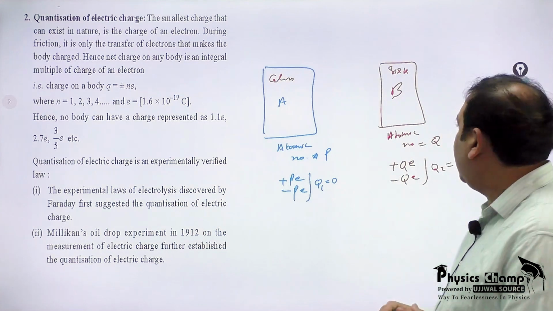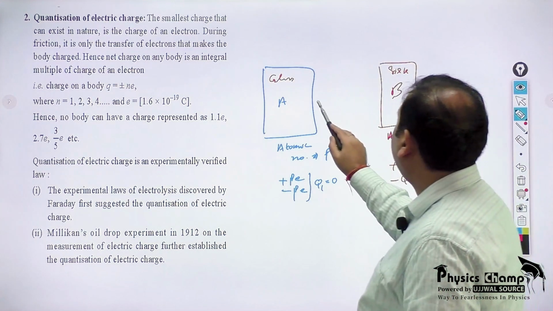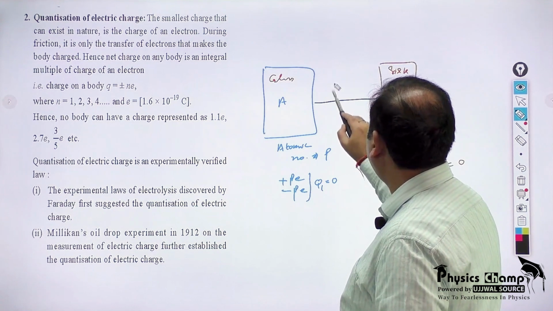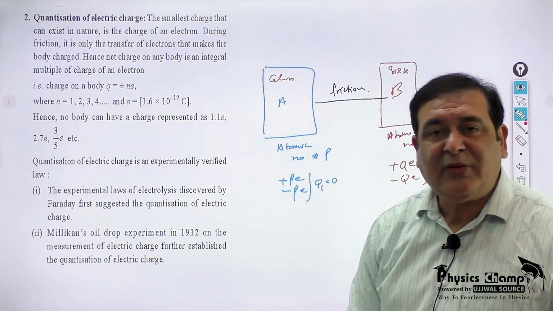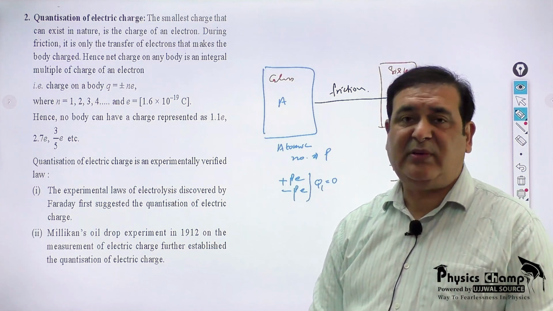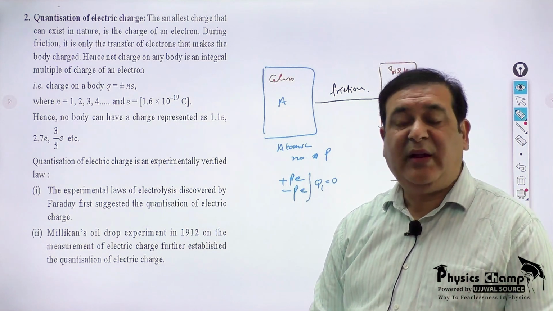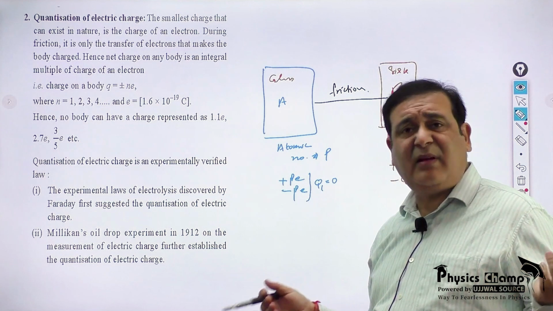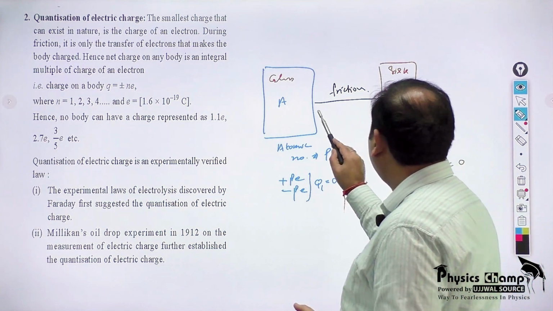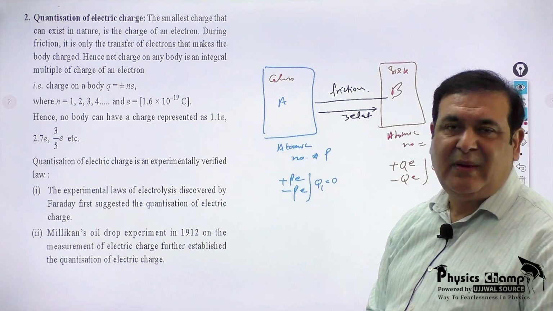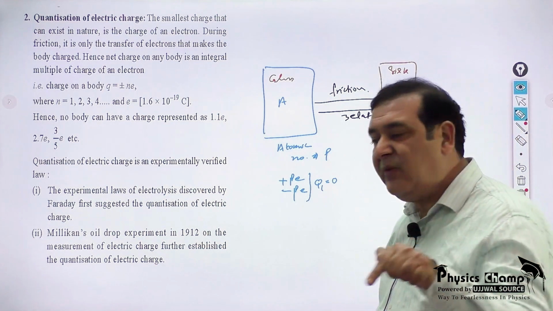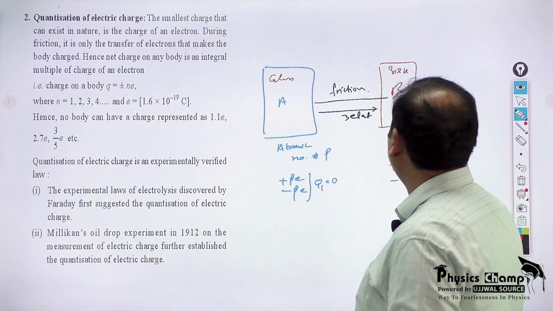Now, the glass rod is rubbed against silk, so there is friction. Glass has a lower work function for its electrons, and silk has a higher one. So as a result, say 3 electrons per atom are shifted from glass to silk.